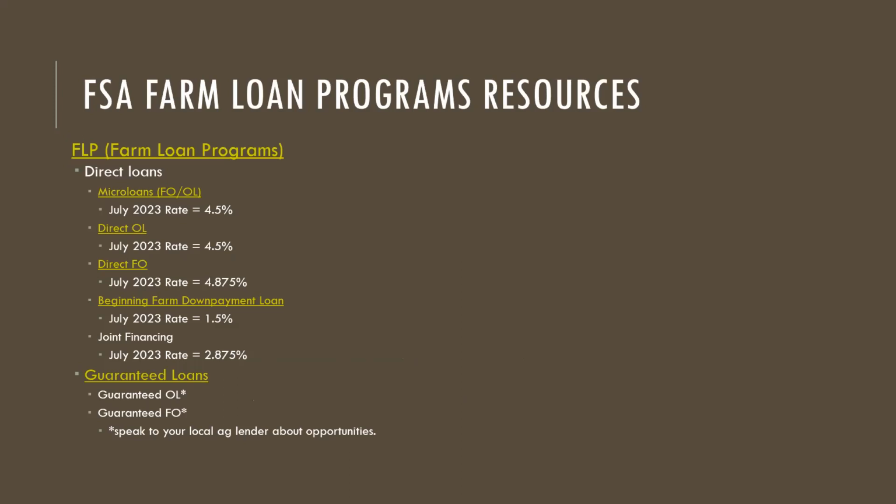So I have some information here. I'll post the slideshow itself up in the chat, and it has links to everything here. But going over it, microloans are at the operating loan rate of 4.5%. Same thing for direct operating loans. Direct farm ownership loans, or real estate loans, are at 4.875%. Beginning farmer down payment loans are at 1.5%. Again, that's a crazy great rate. And joint financing rates, which would be where I finance 50% of it and a third-party lender, a bank, or somebody else finances 50%, will get you 2.875%.